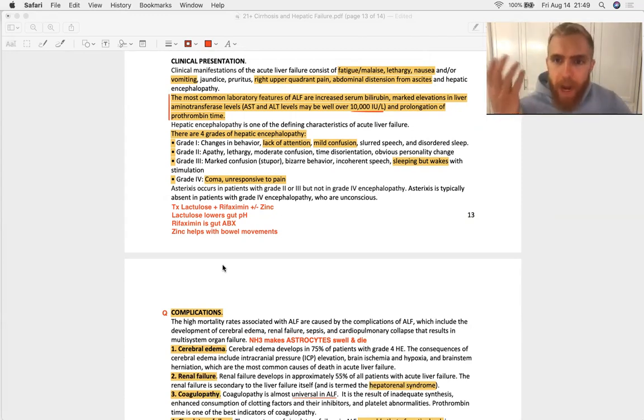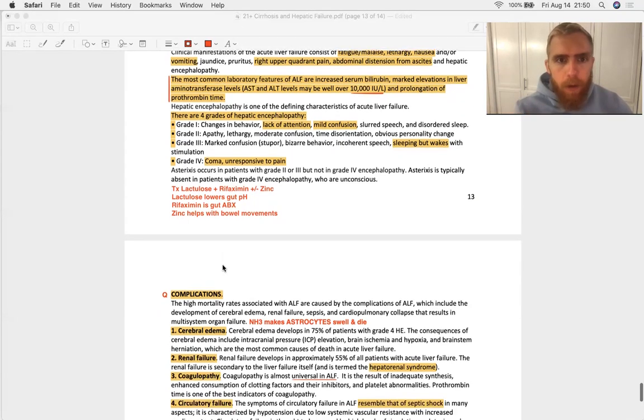And so grading hepatic encephalopathy is going to be of clinical importance if you work in an emergency department, as will your ability to perform a peritoneal tap.